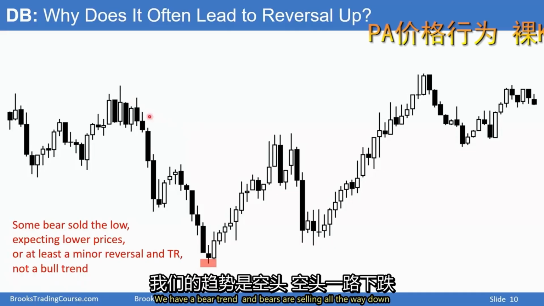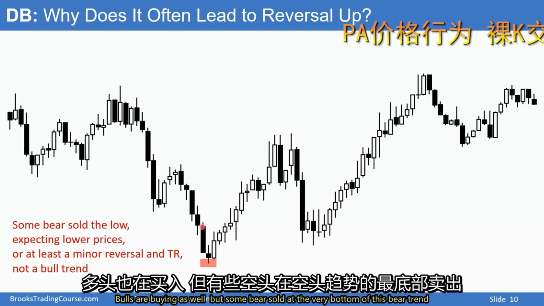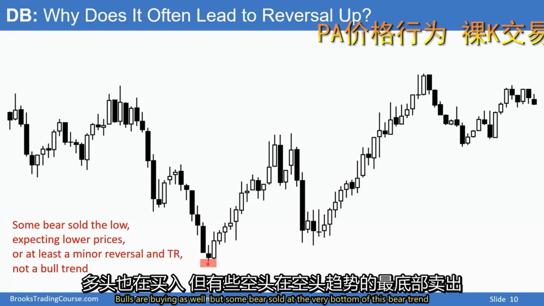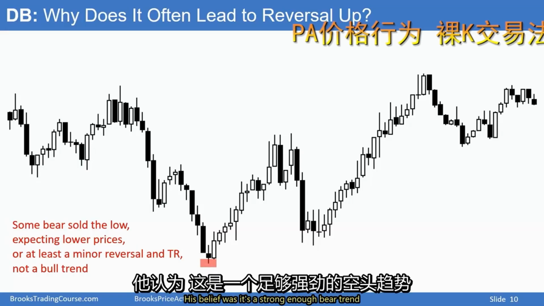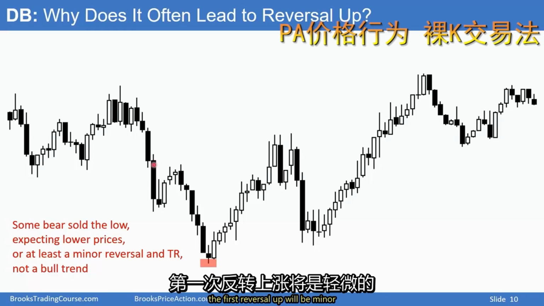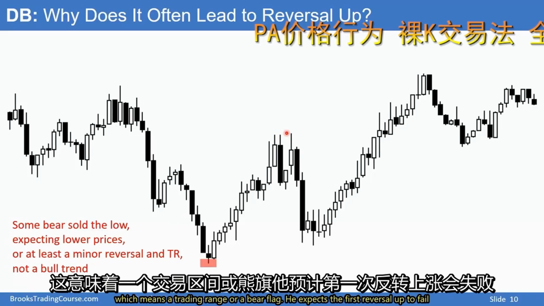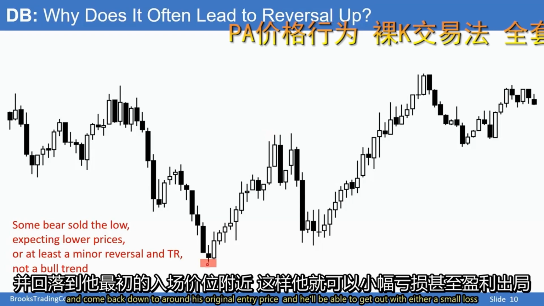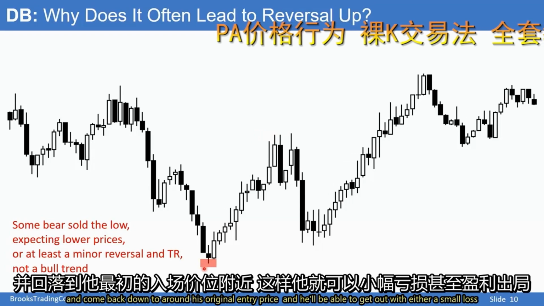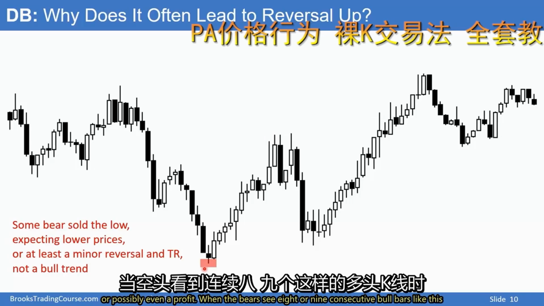We have a bear trend, and bears are selling all the way down, and it has to be a bull taking the opposite side of the trade. Bulls are buying as well, but some bear sold at the very bottom of this bear trend, expecting lower prices. His belief was it's a strong enough bear trend, the first reversal up will be minor, which means a trading range or a bear flag. He expects the first reversal up to fail and come back down to around his original entry price, and he'll be able to get out with either a small loss or possibly even a profit.